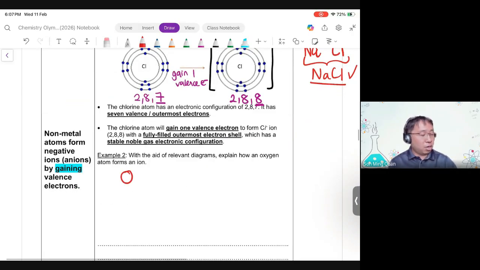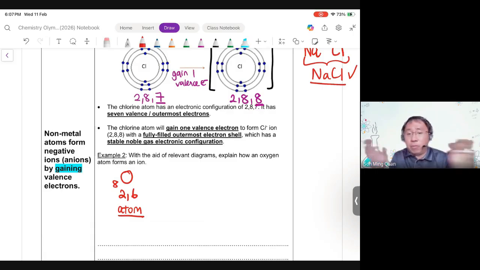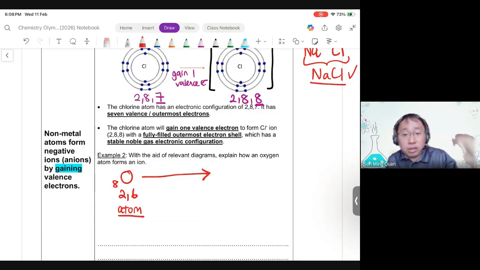Similarly, oxygen. Oxygen is 2,6 because oxygen has 8 electrons. So 2,6 is the electronic configuration for an oxygen atom. Okay, so the atom is what we start from, information you get from the periodic table. All right, obviously the oxygen atom is not stable in any way, right? It doesn't have a fully filled outermost shell. So what do you think oxygen will do?